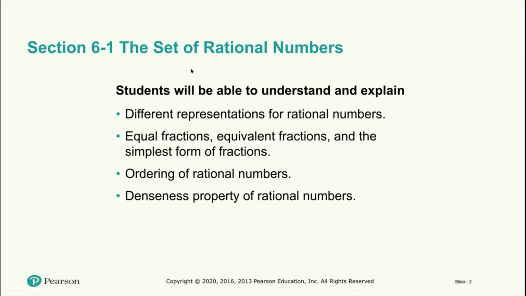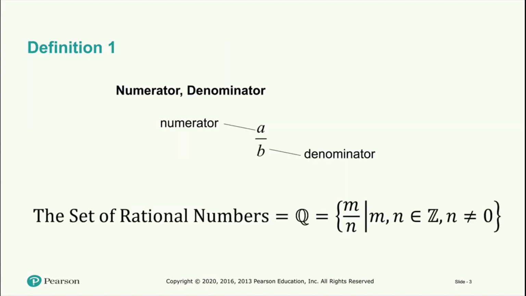In this lesson, we're going to study the set of rational numbers. We'll be looking at different representations for rational numbers, also at equal fractions, equivalent fractions, and the simplest form of fractions. We'll look at ordering of rational numbers and also the denseness property of rational numbers. Simply put, rational numbers are basically the set of the familiar fractions that we know about.